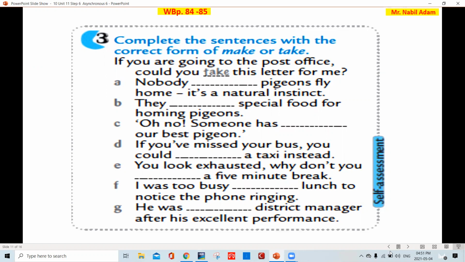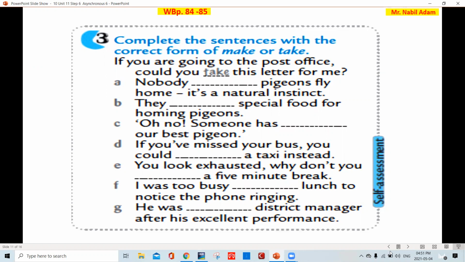Complete the sentence with the correct form of make or take. If you are going to the post office, could you take this letter for me? Take.